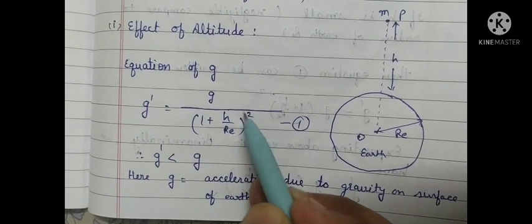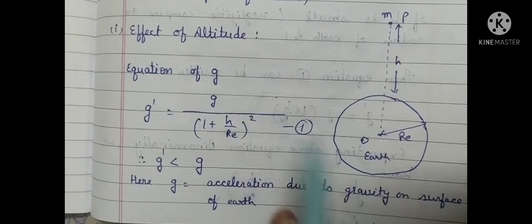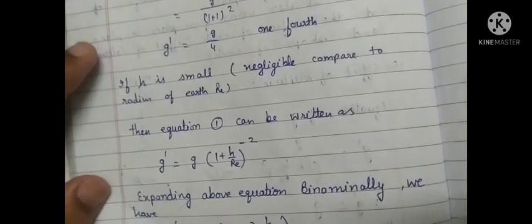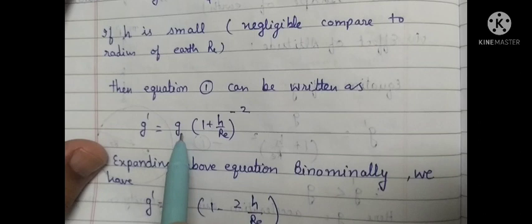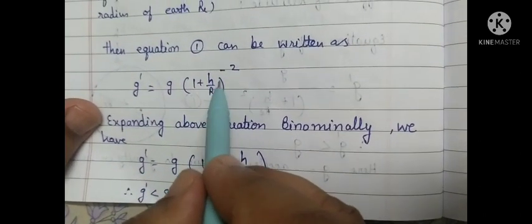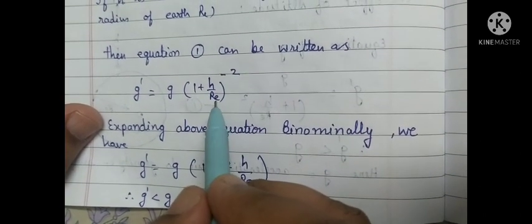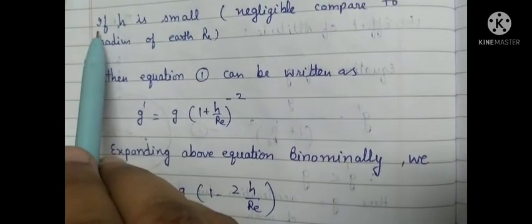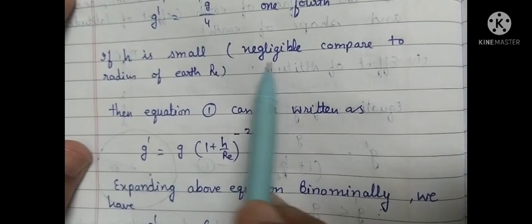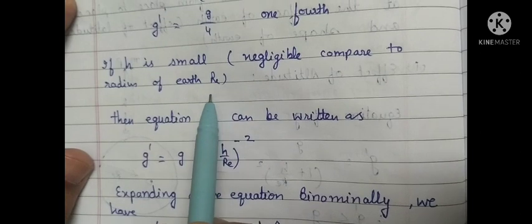When we bring this term to the numerator, it becomes minus 2. So here I am writing g dash is equal to g 1 plus h by Re to the power minus 2. Why have I written it in this way? Now the second case is if h is small, negligible compared to the radius of earth.